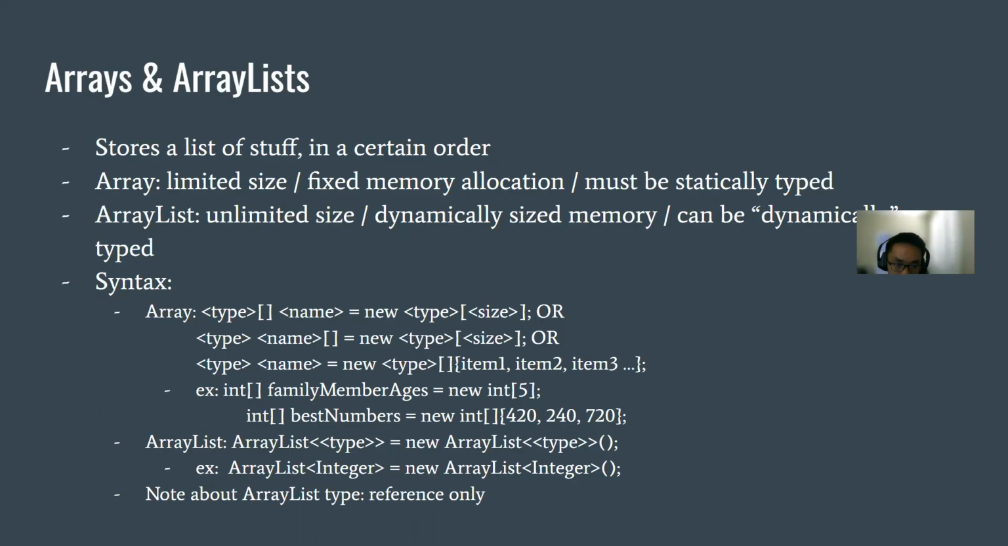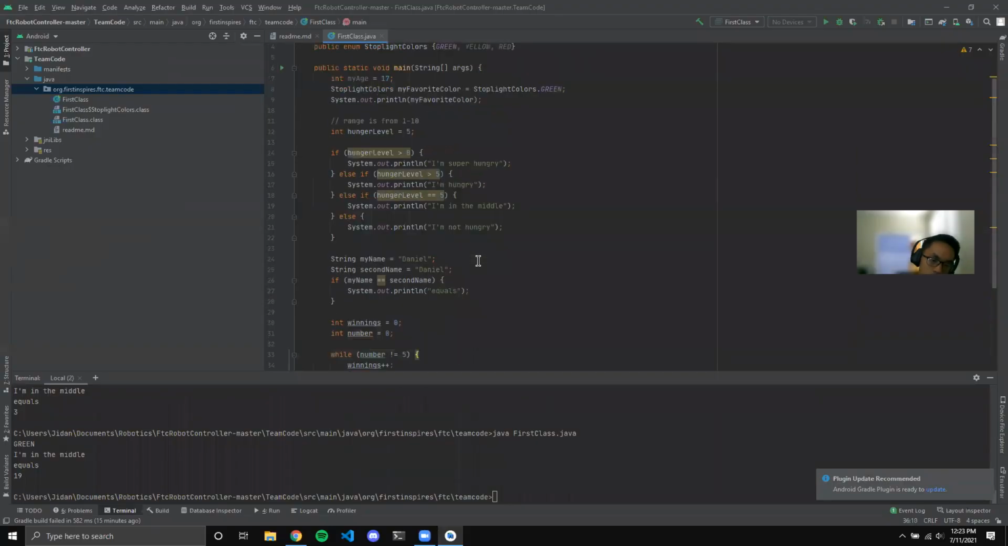And then array list, however, is unlimited in size. So if you have 5 elements, you can add a 6th element. And it can also be dynamically typed, which means you don't actually have to tell it what kind of variable you're holding in the first place. That's a neat thing. Also a note about array lists, they can be reference type only. Okay, but let's create an array first.